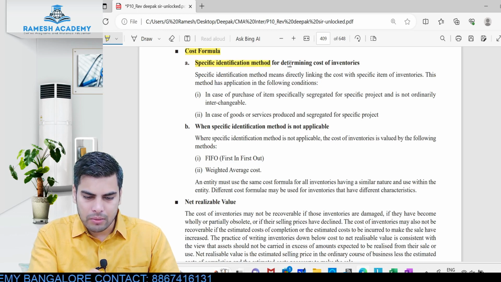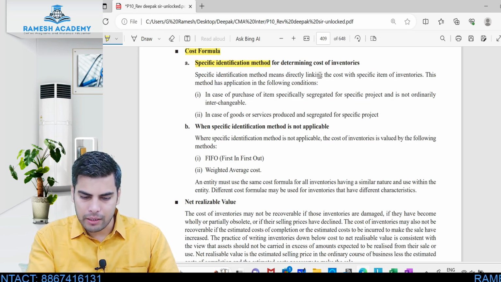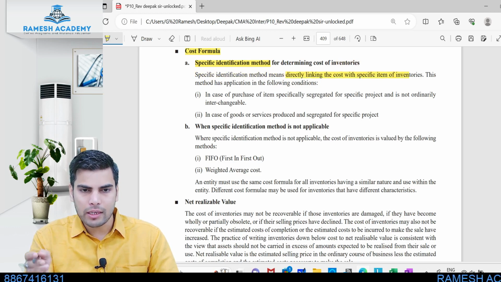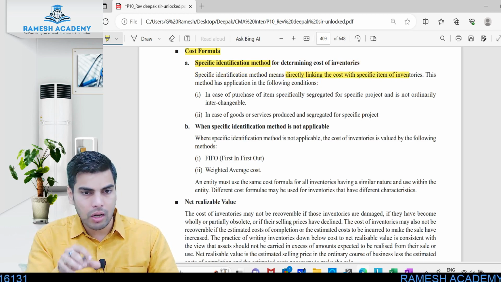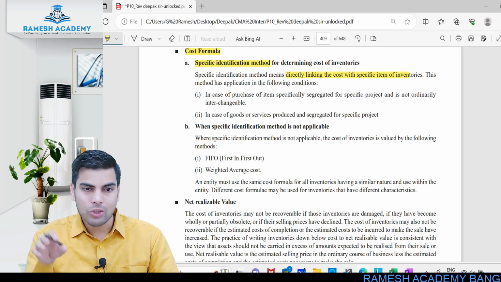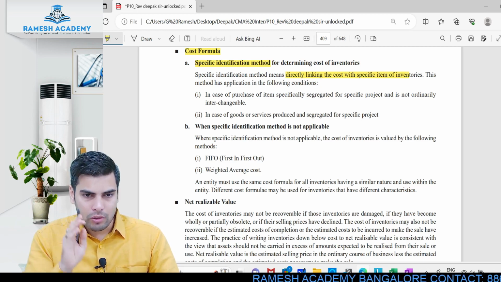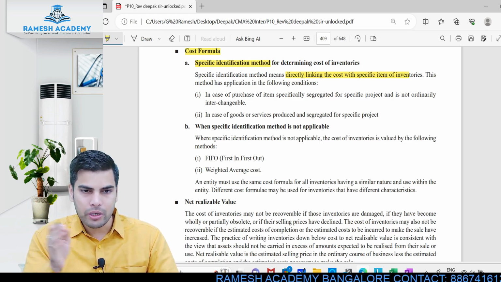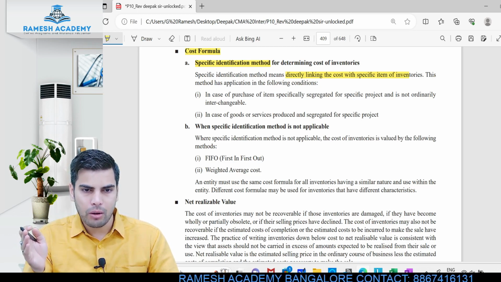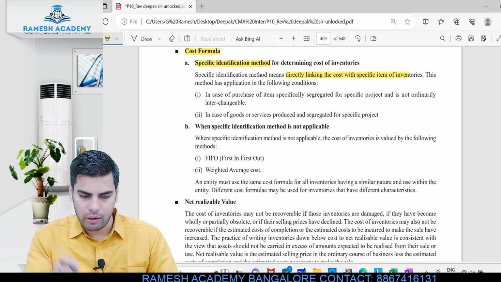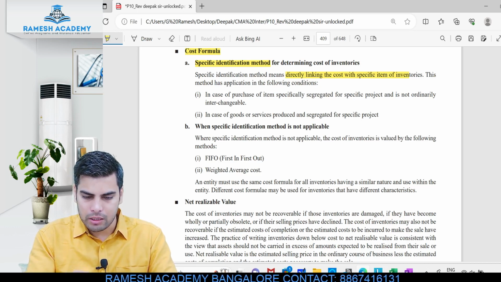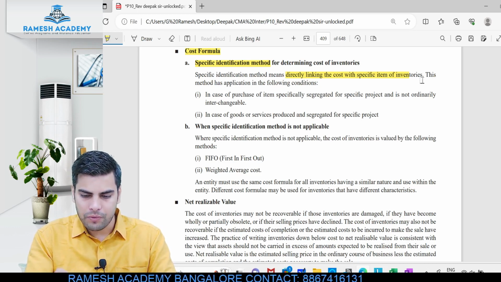Specific identification method for determining the cost of inventory. Specific identification method means directly linking the cost with a specific item. I'll be able to link that this amount is incurred for this particular product only. There are no common expenses wherein the same expense is incurred for two or three different products. This expense is exclusively for this particular product. I can build that link: this amount was spent on this product, this amount was spent on that product. Look at this: specific identification method means directly linking the cost with a specific item of inventory.